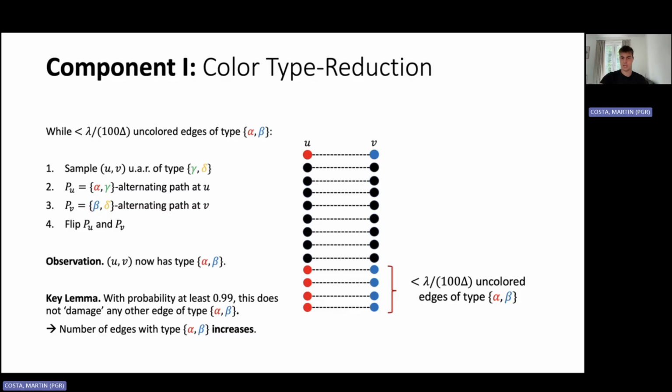Okay, so by this key lemma, when we apply this operation, with some very good probability, the number of edges of type alpha beta increases. And we can also show that the expected running time of this procedure, which stops once you've created roughly lambda over delta many edges of the same type, has a running time of n times some small polylog. Okay.